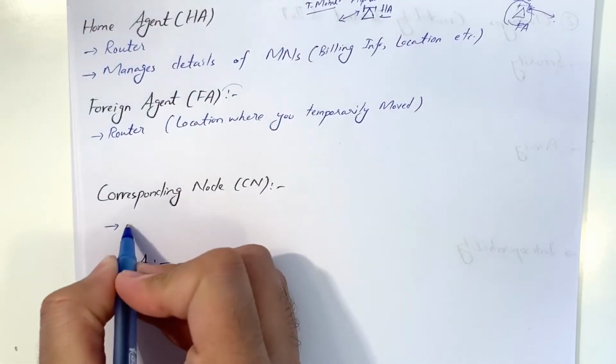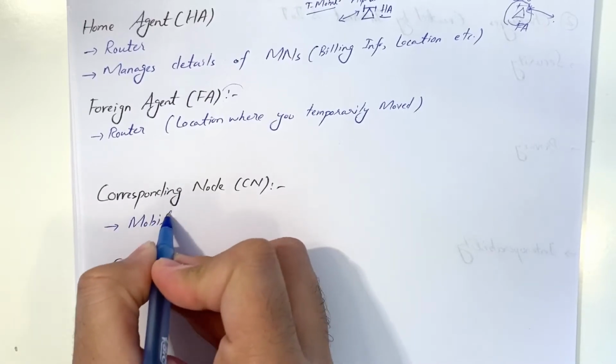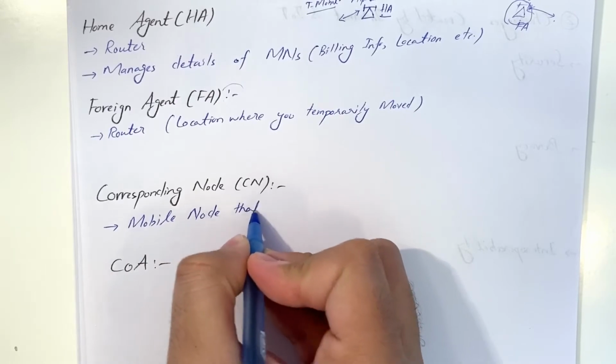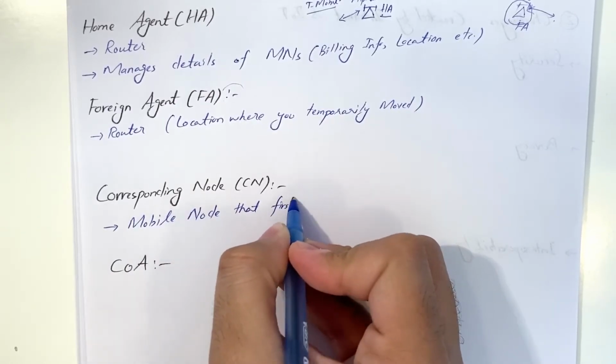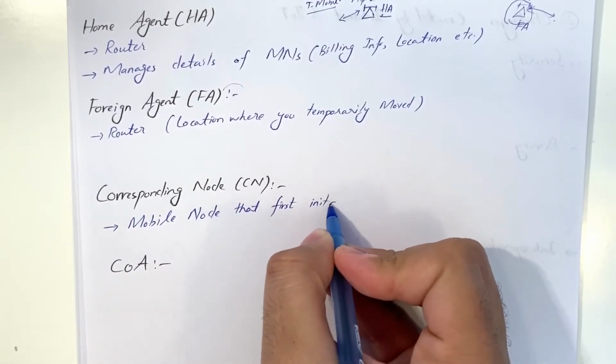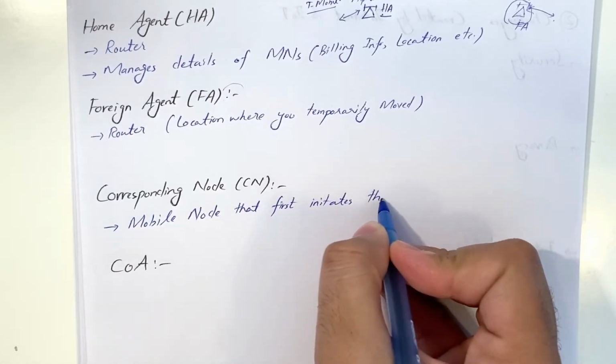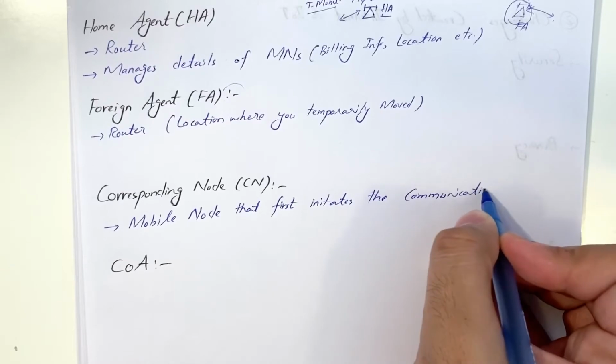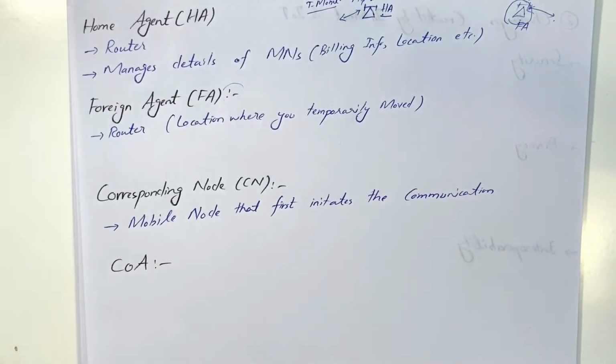Next is the correspondence node, or corresponding node. The corresponding node is basically the mobile device that first initiates the communication. So for example, if your friend just makes you a call, his phone or his device is going to be the corresponding node.